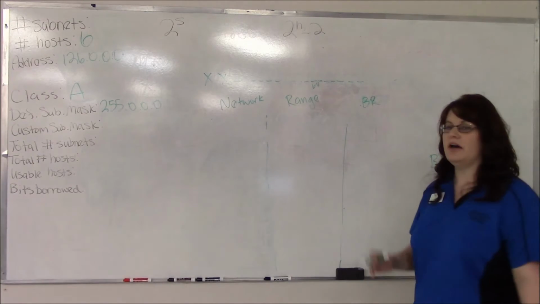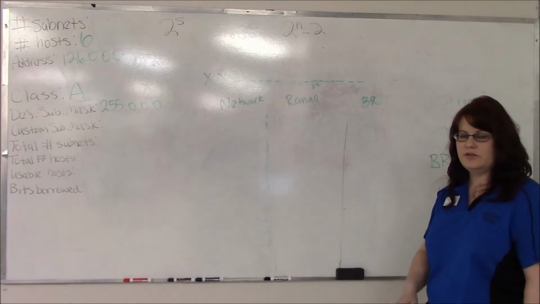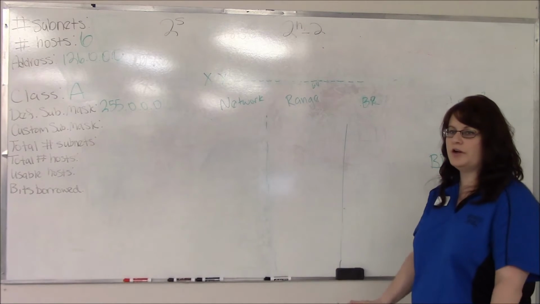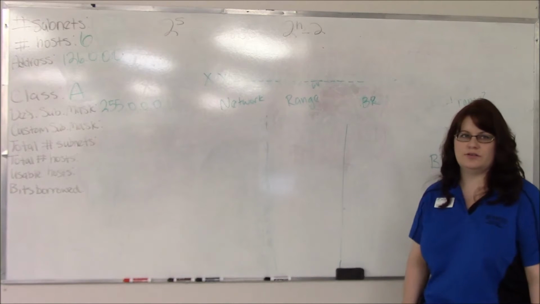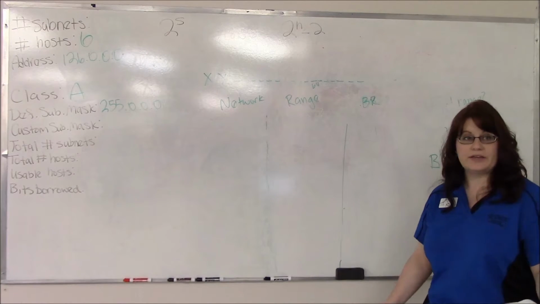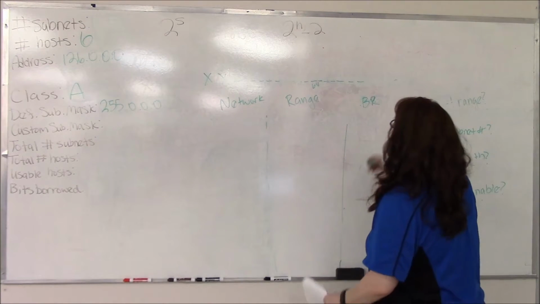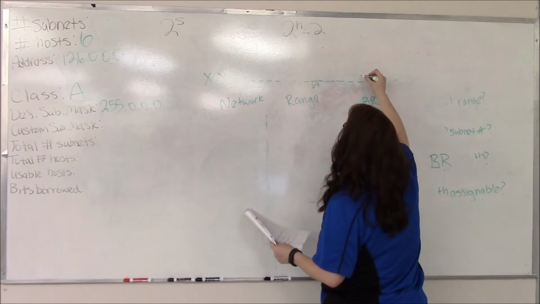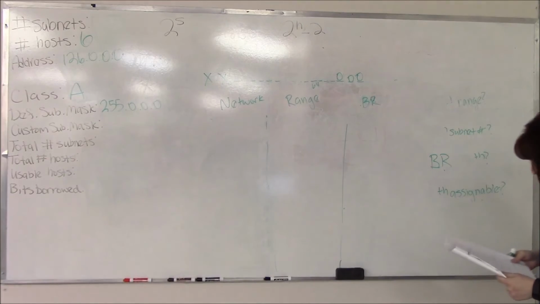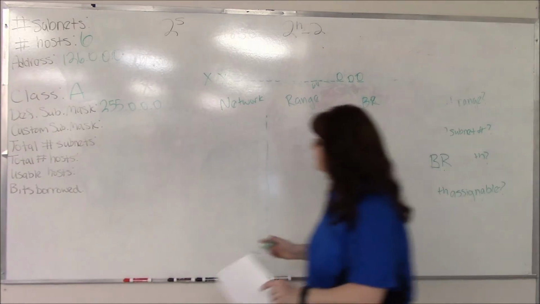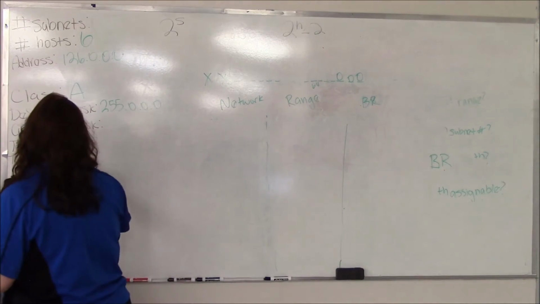So I need to use my host formula, right? Subnets don't matter, we're just worried about hosts. So 2 to the what minus 2 gives me 6. 3. 1, 2, 3. 8 hosts, 6 usable.